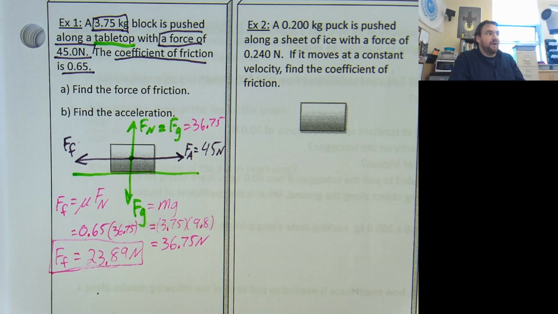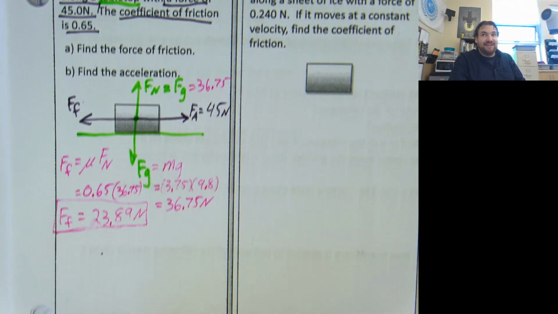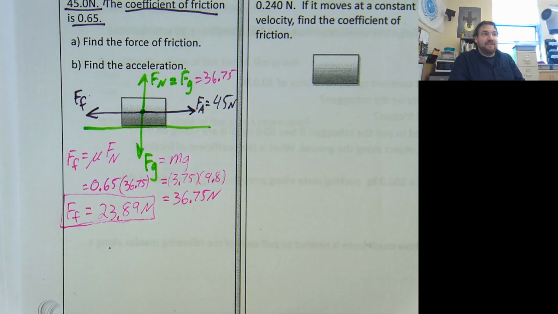Questions, comments, concerns so far? Okay. If there are none, now what we want to do, Vine, is go ahead and find the acceleration of our block. Yeah, you do. So how are we going to find the acceleration of the block? Someone other than Vine.